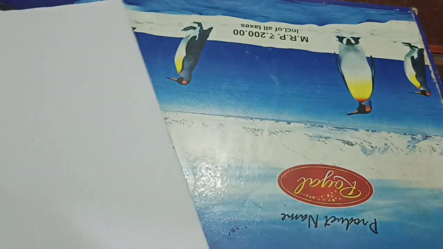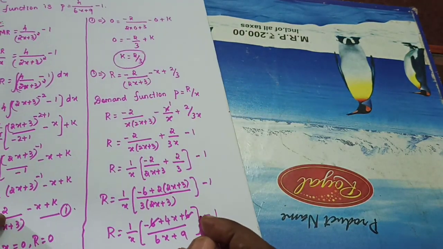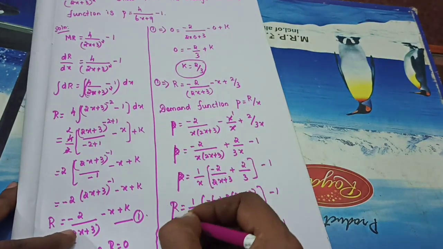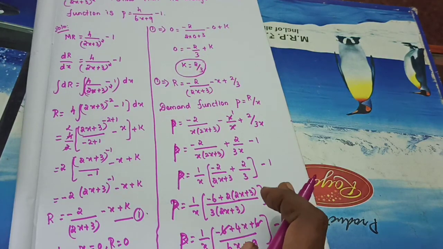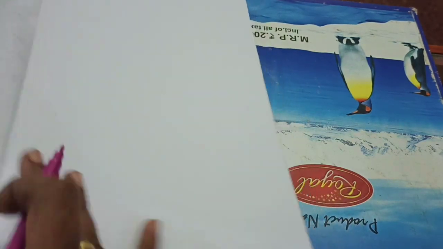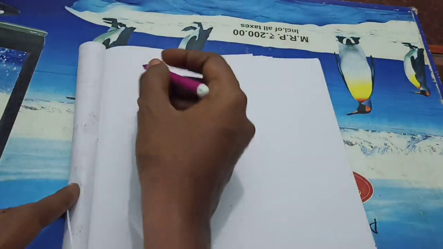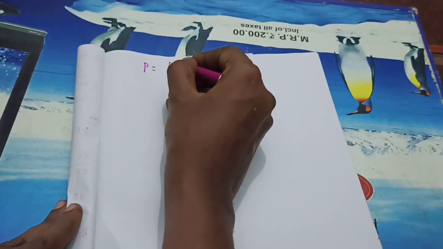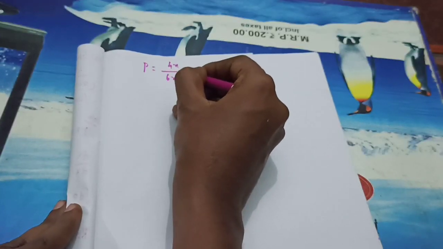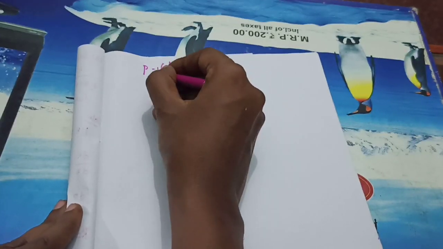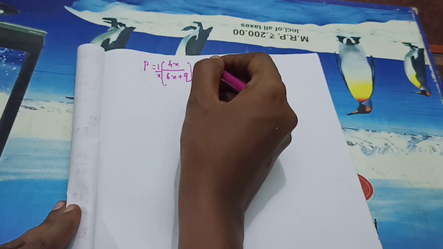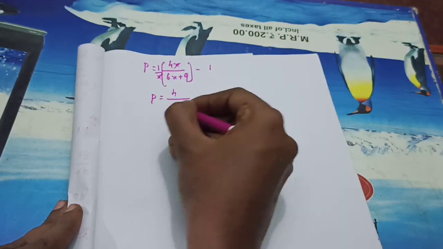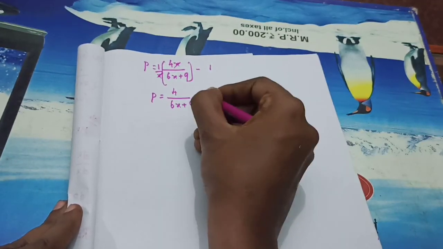So it's not r, it is p. Okay? So cancel. So what's the balance? P is equal to 4x divided by 6x plus 9. Outside 1 by x is there, minus 1. So this x and x will get cancelled. So P is equal to 4 by 6x plus 9 minus 1.